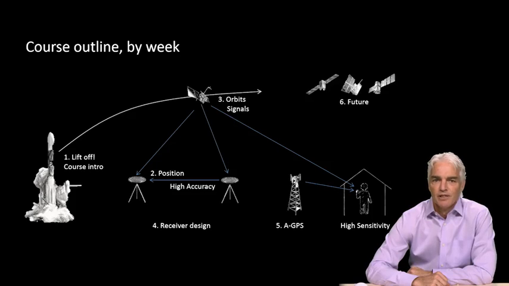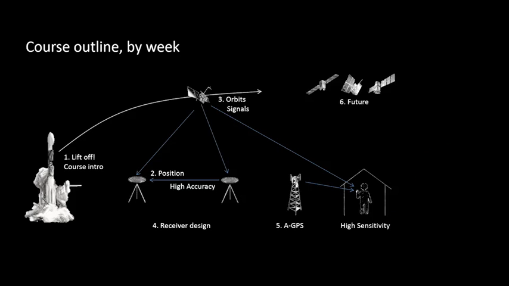In summary: 1. We'll get a clear overview and system of the course this week. 2. You'll know how ranges from the satellites are turned into position. 3. Learn about satellite orbits and the structure of the signals. 4. Understand signal power and how a receiver acquires the GPS signal. 5. Learn how AGPS speeds up signal acquisition and enables high sensitivity. And 6. Meet the future GNSS systems, including GPS-3.